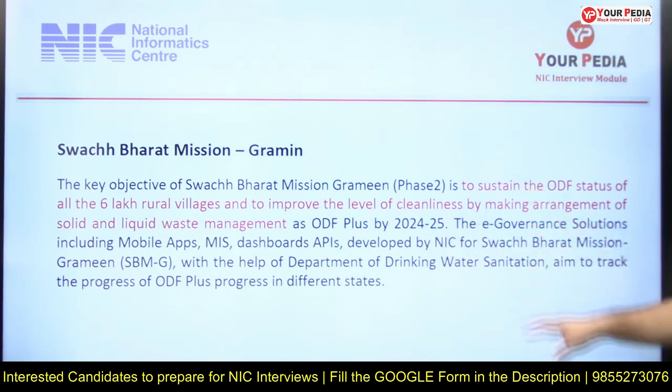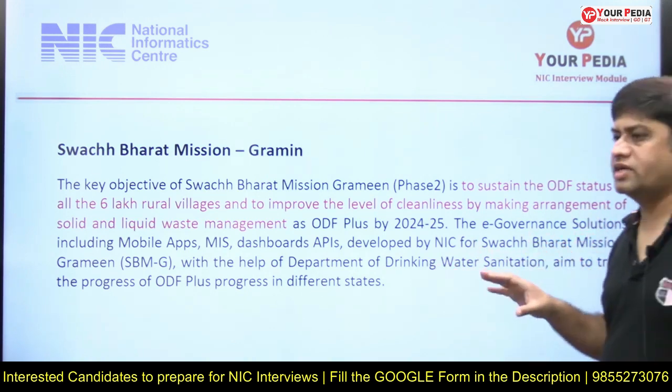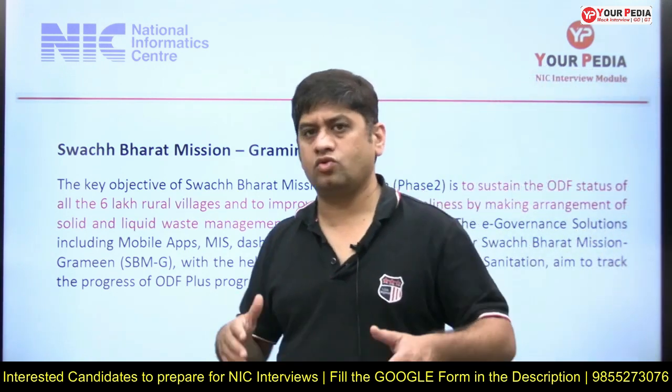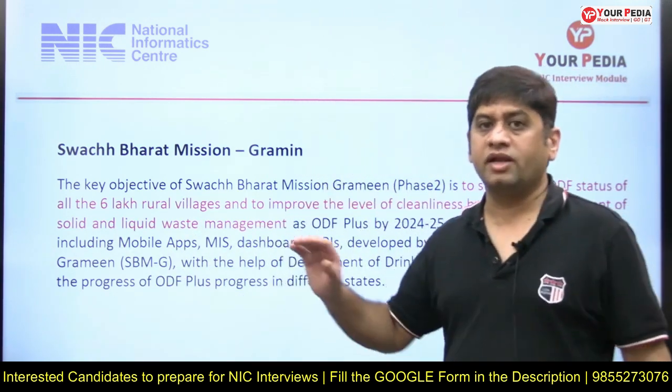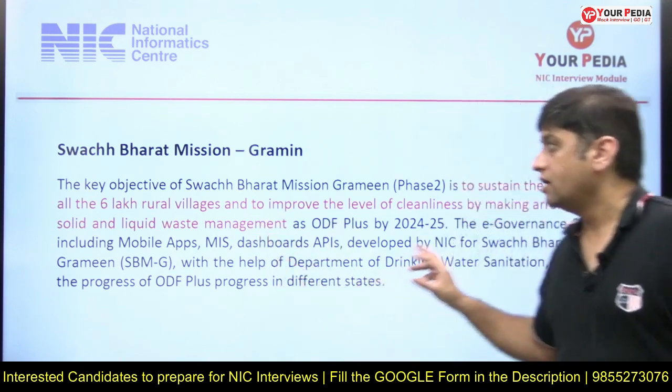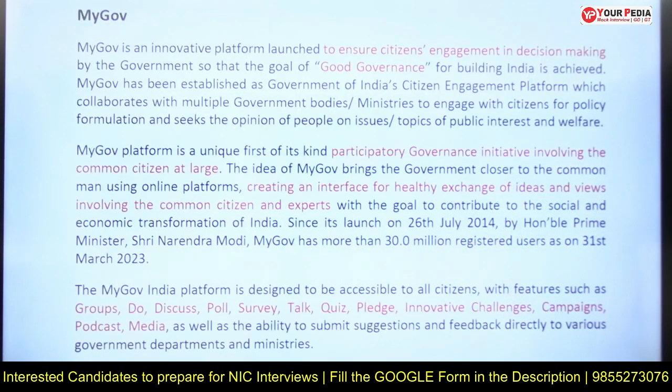And this basically Grameen provides the e-governance solution, including mobile app or other similar kind of technology solution. And different departments are involved in this to check the progress. So open defecation free, if any village has become open defecation free, then in future, whether it is remaining open defecation free or not, that entire progress is to be checked in this.